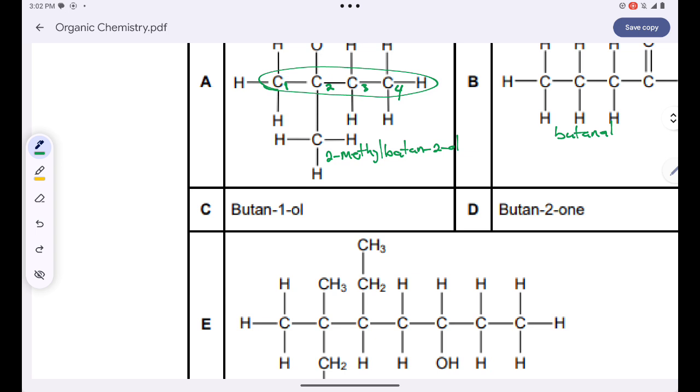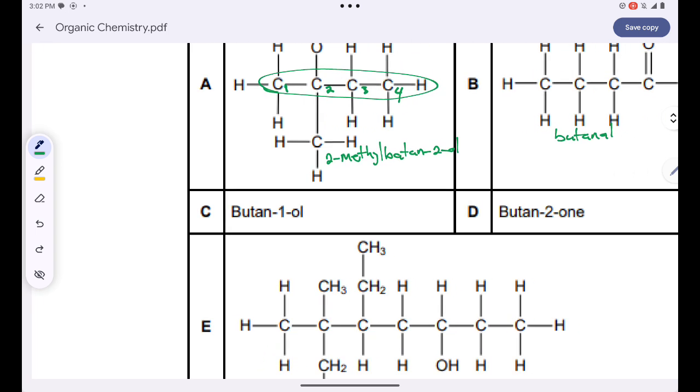Compound C, I'm given an IUPAC name. All I have to do is to draw a structural formula. This has 4 carbons: 1, 2, 3, 4. It's so simple to draw structural formulas. The alcohol is in carbon number 1, so I'm dealing with a primary alcohol. Why? Because the OH is at the terminal carbon. So that's the structure of butan-1-ol.